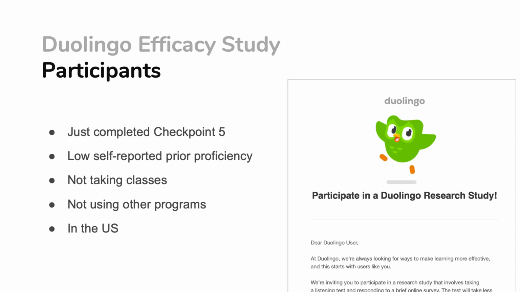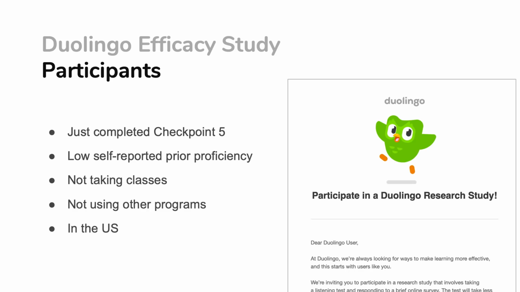The participants for this study were Duolingo learners in the Spanish and French courses who had just completed Checkpoint 5. They also only had a low prior proficiency in the language, and what we mean by that is that when we asked these participants how much knowledge they had in the language before using Duolingo, they all stated that they had a low level of prior knowledge. We also did not consider participants who were taking classes or using other programs. And the main reason we did this is we wanted to ensure that the learning outcomes that we were measuring came from using Duolingo, not other methods of learning a language.